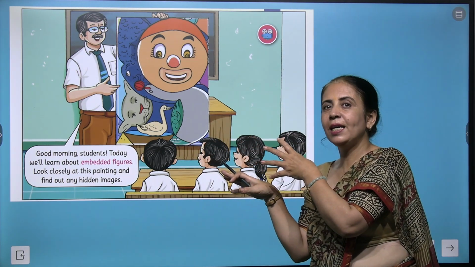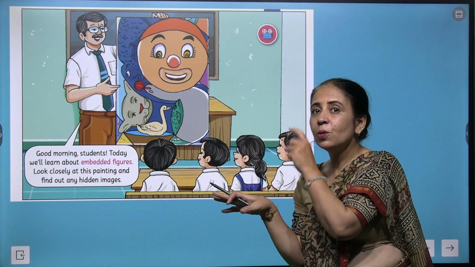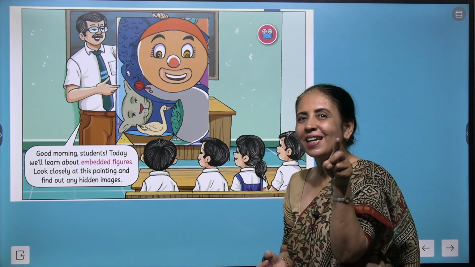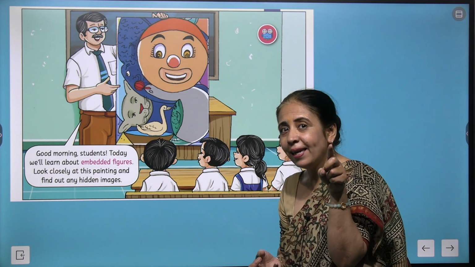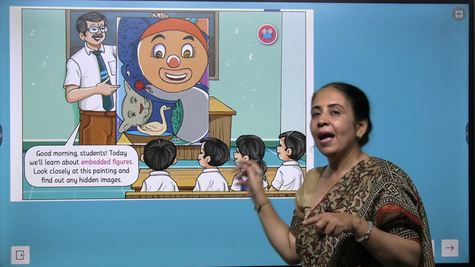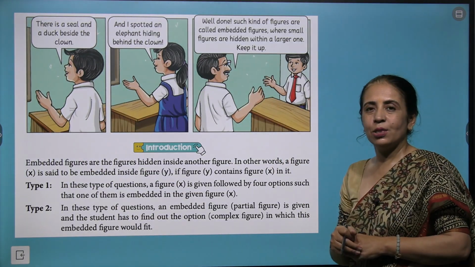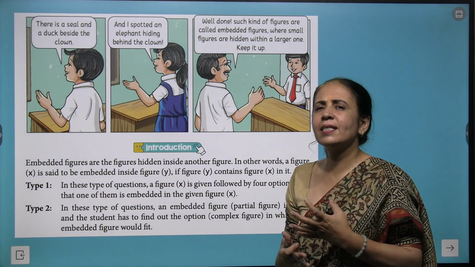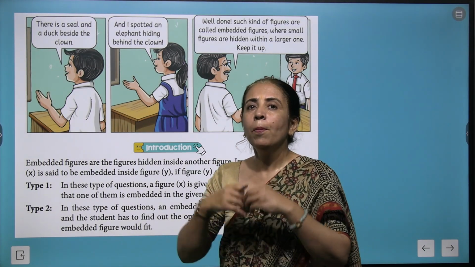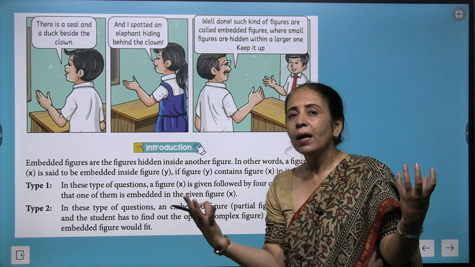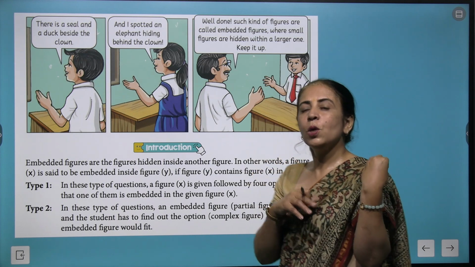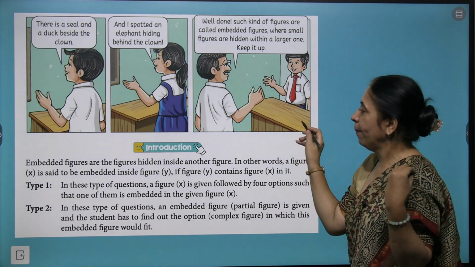what all could you see along with the clown? Could you see some animals which are embedded here? Beautiful. You could see the cat. What else? Yes, there is one elephant also with a duck, and there is a seal as well. So children are very excited when they get such images and they start looking beyond the image, and they could see certain beautiful things popping out. Wow! So this is what we do in embedded figures.